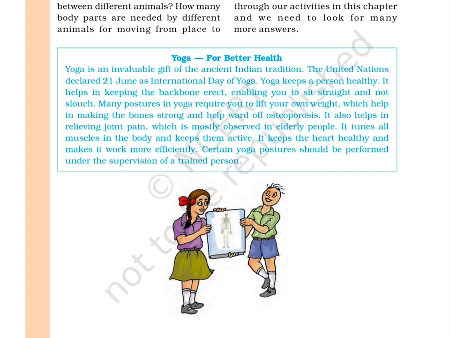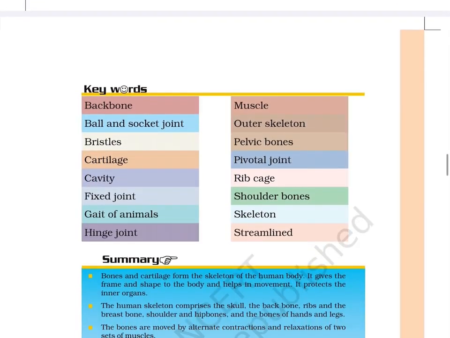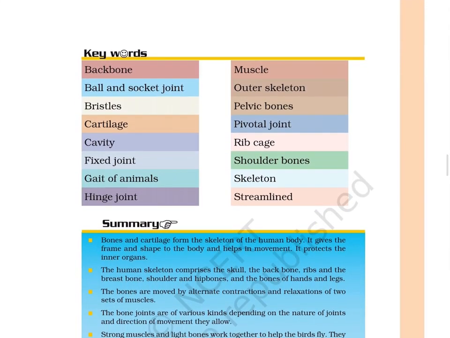Page 77. Keywords: backbone, ball and socket joint, bristles, cartilage, cavity, fixed joint, gait of animals, hinge joint, muscle, outer skeleton, pelvic bones, pivotal joint, rib cage, shoulder bones, skeleton, streamlined.